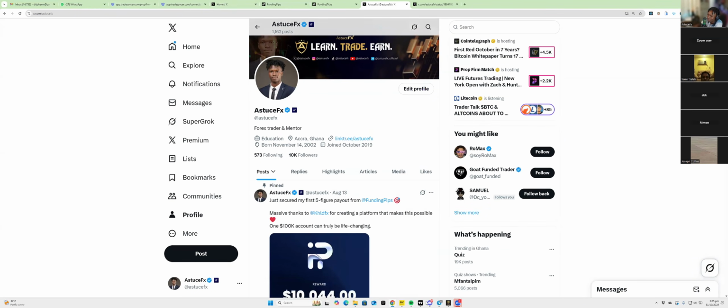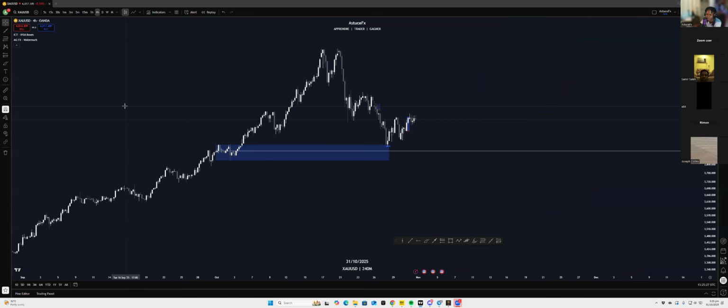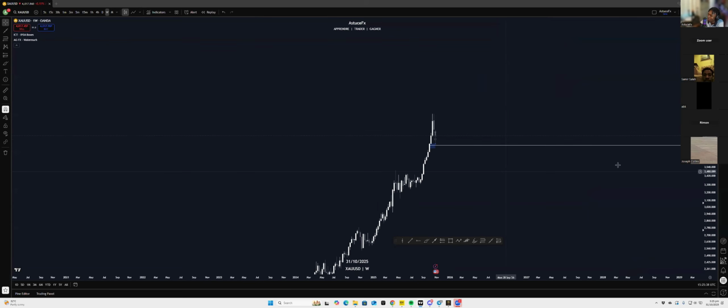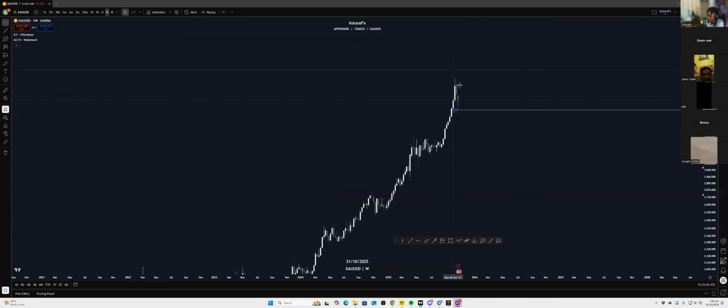But anyway, let me share my screen for a while. So basically, I'm looking at the gold chart, right? We have gold selling for the first time in weeks, which is interesting to see. I was expecting this sell, but I couldn't just sell it, because to sell gold you have to be crazy, because this thing just keeps going up.